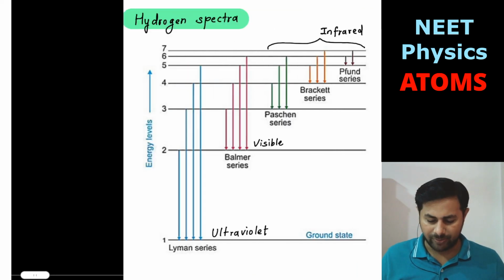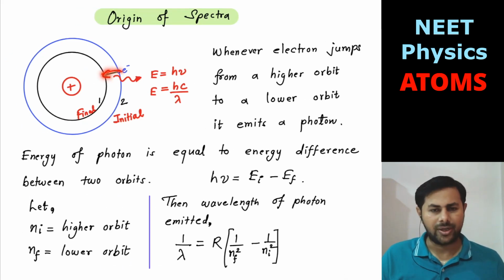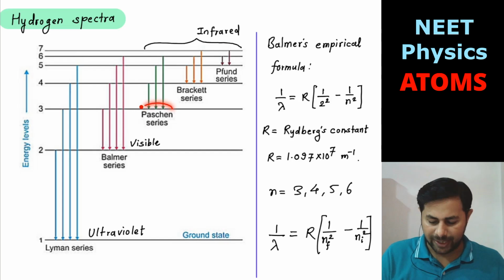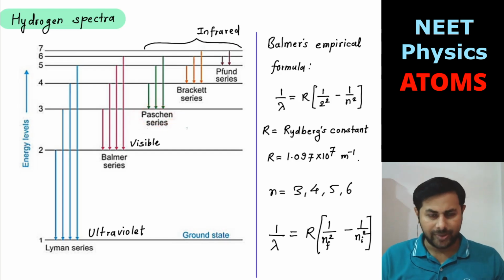Okay, so the electron will jump from third to second, or from fourth to second, fifth to second, and so forth. So that is the Balmer series. Next one is the Paschen series. So what is the number of the final orbit? 3 here. Nf is equal to 3.